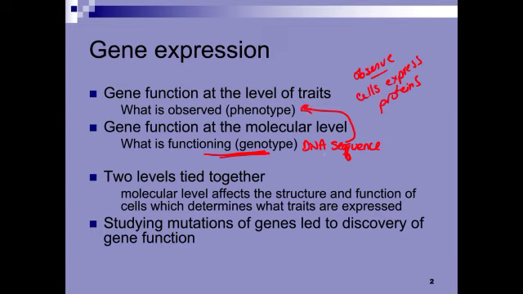So when we look at gene expression at the level of a trait, we're looking at a phenotype. We're looking at what we see and the proteins that are produced, the products of those genes. When we look at gene function on a molecular level, we're looking at the genotype of an organism, and that is the actual DNA sequence.